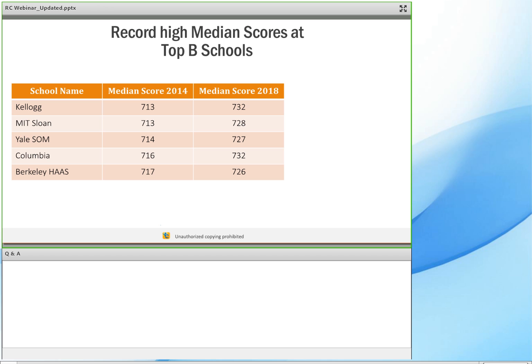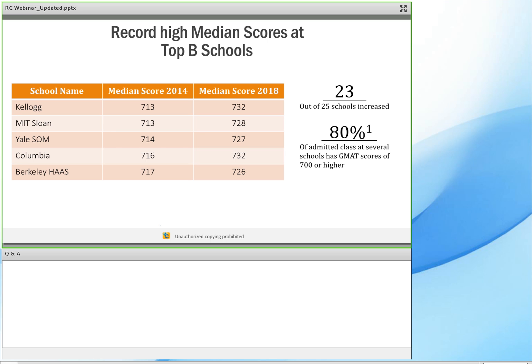Here's how the median GMAT scores have trended at top B schools between 2014 and 2018. The two things that you'd observe over here: one is no Harvard, no Stanford here. Why? Because even in 2014, they were already there at 730. When you look at this trend for 23 out of the top 25 schools, it has been increasing.